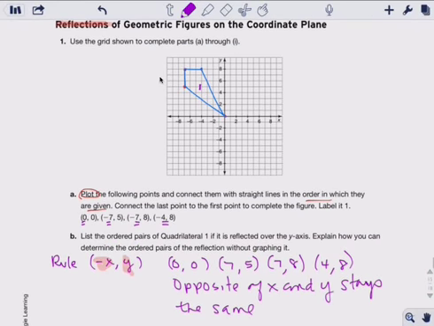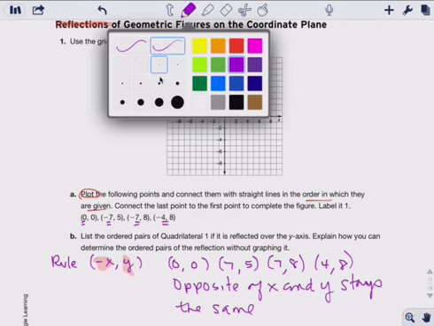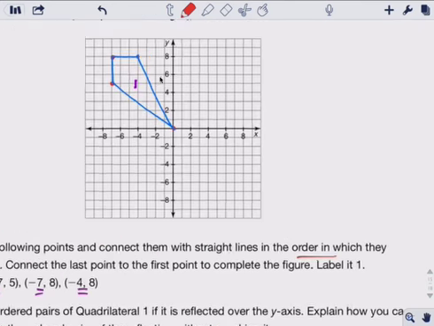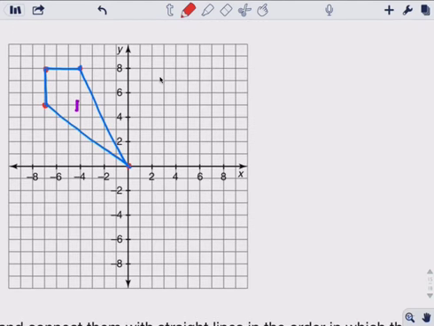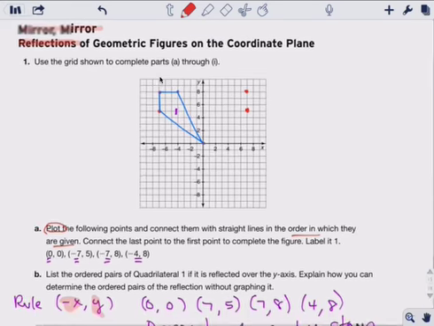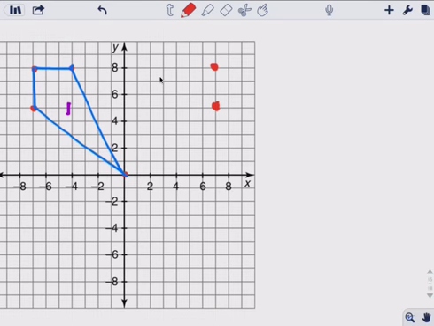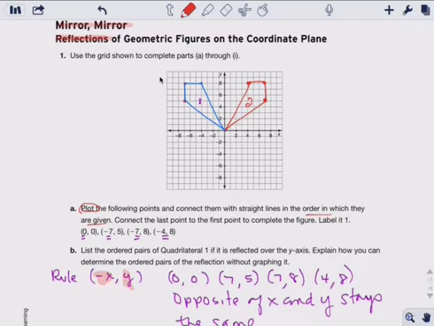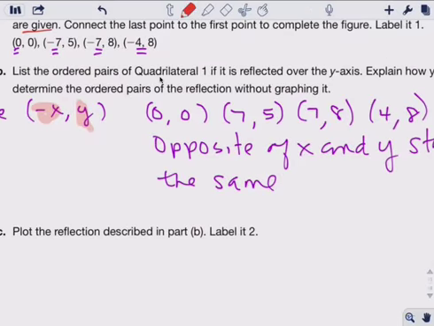Oh, okay. 0, 0, 7, 5, 7, 8, 7, 5, 7, 8, 4, 8, connect it, and label it 2. Perfect. That's C.